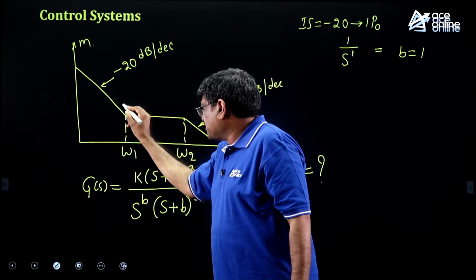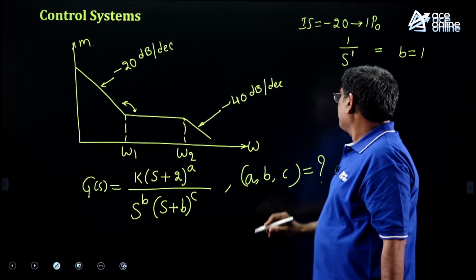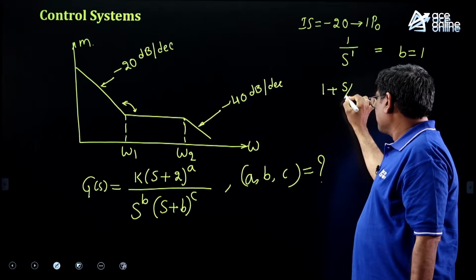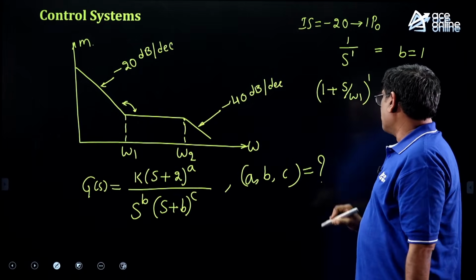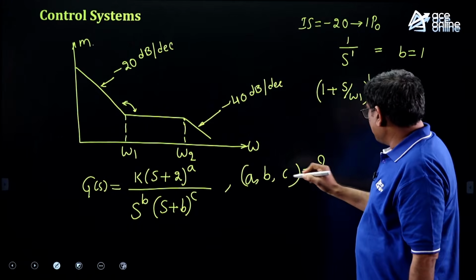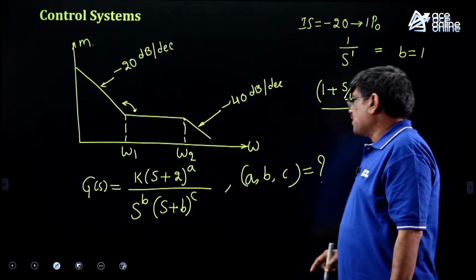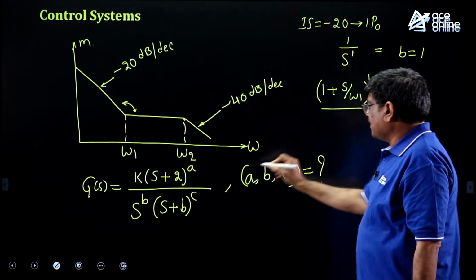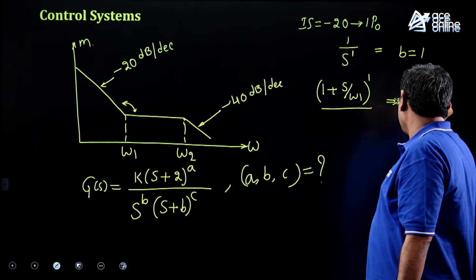Then if you find here change in slope, what is the change in slope? Plus 20. That means I can write it as 1 plus S by omega 1. So plus 20 means whole power 1. If you compare here, this is a 0. So here 0 is 1 plus 2 whole power A given. So A value becomes 1. A is how many zeros? 1 zero. So A equal to 1.